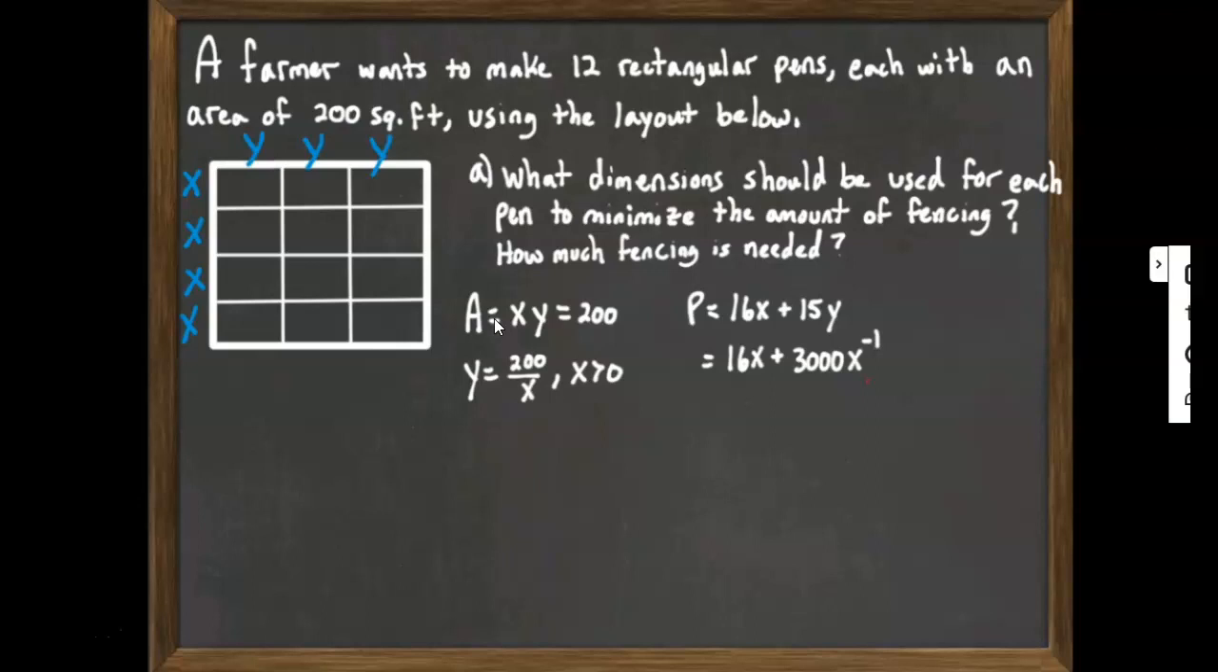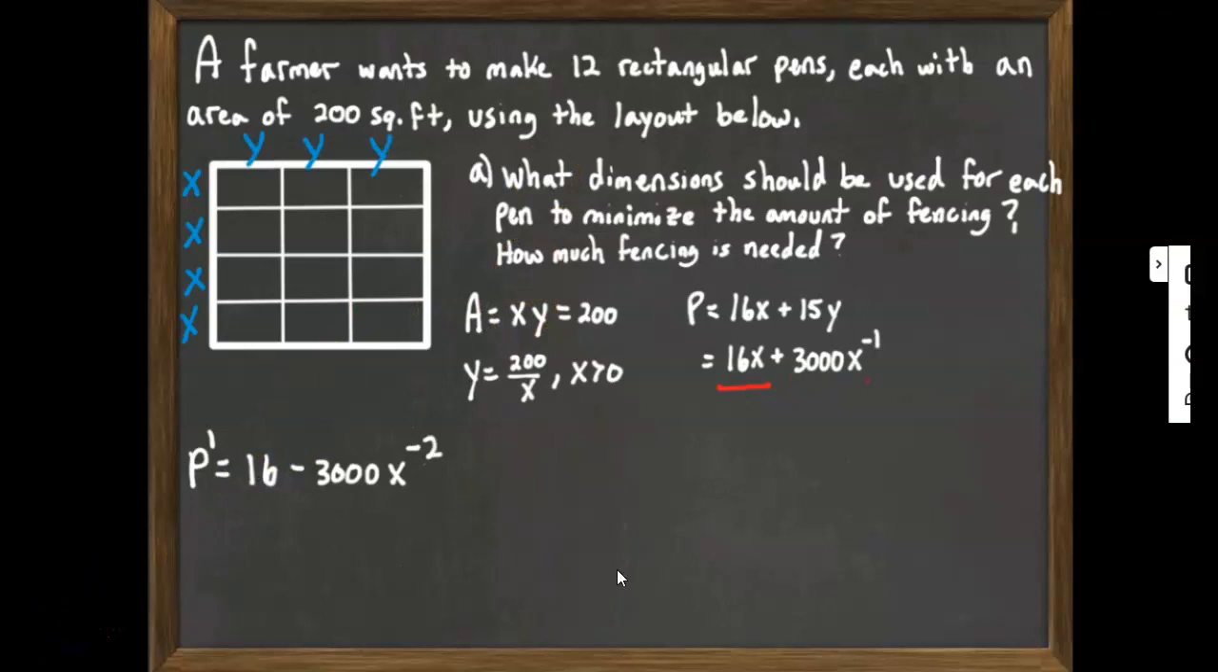And so now I did that as x to the minus 1 because now that we've found our primary equation here, P, we can now differentiate to try to optimize it. So we find P prime. Derivative of 16x is just 16. Derivative of 3,000 x to the minus 1, looks like I have another little typo here, is minus 3,000 x to the minus second power.